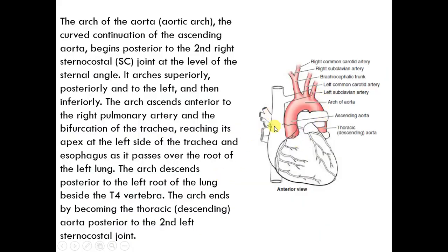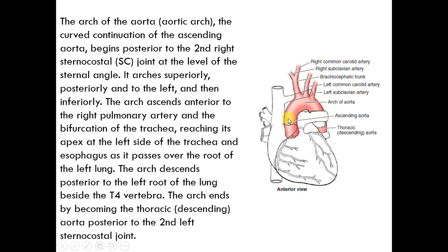So if we see the arch of aorta, the curved continuation of the ascending aorta, it begins posterior to the second right sternocostal joint. Right sternocostal joint, second one, starts from here, and then at the level of the sternal angle, it arches superiorly and posteriorly, and to the left, then inferiorly.